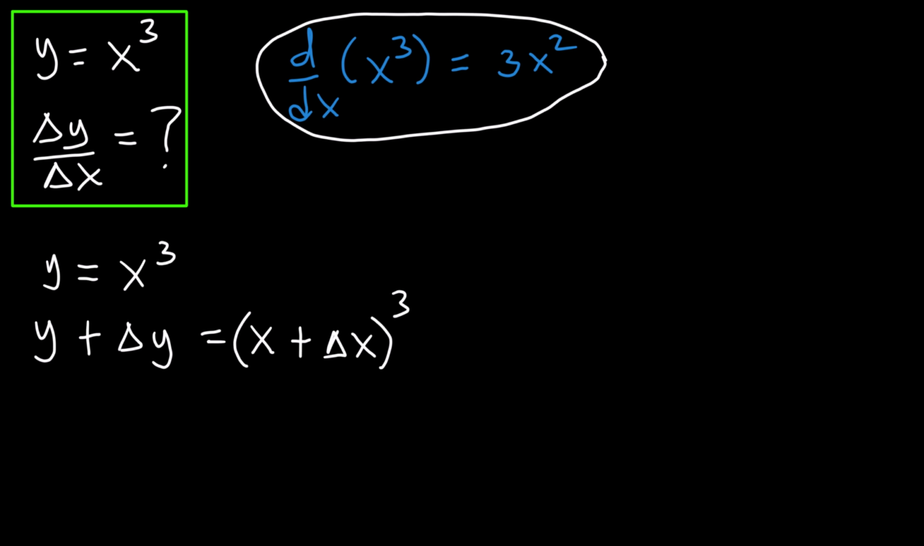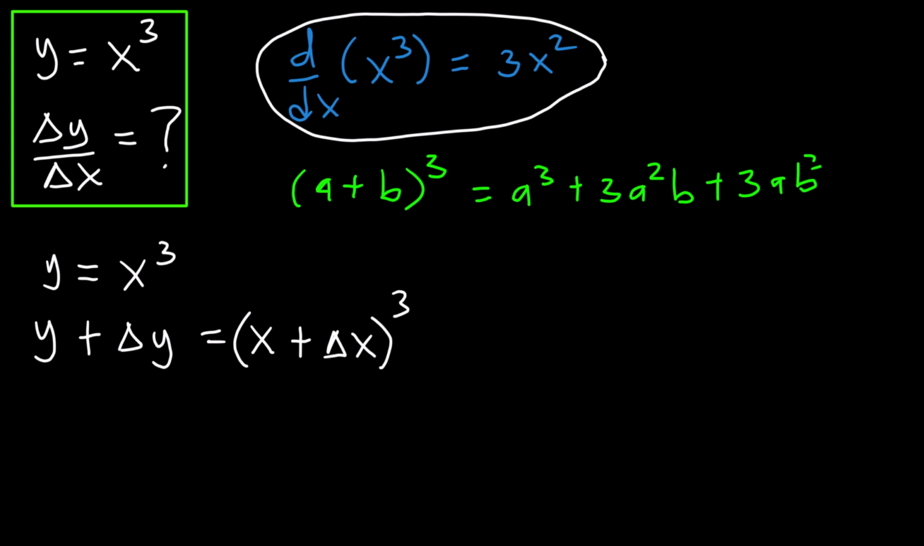Now if you recall, if you have, let's say, a plus b raised to the power of 3, this is equal to a to the power of 3 and then plus 3a to the power of 2 times b, and then plus 3a times b to the power of 2 and then plus b to the power of 3. Therefore, in our case, x will be a and then change in x will be b.